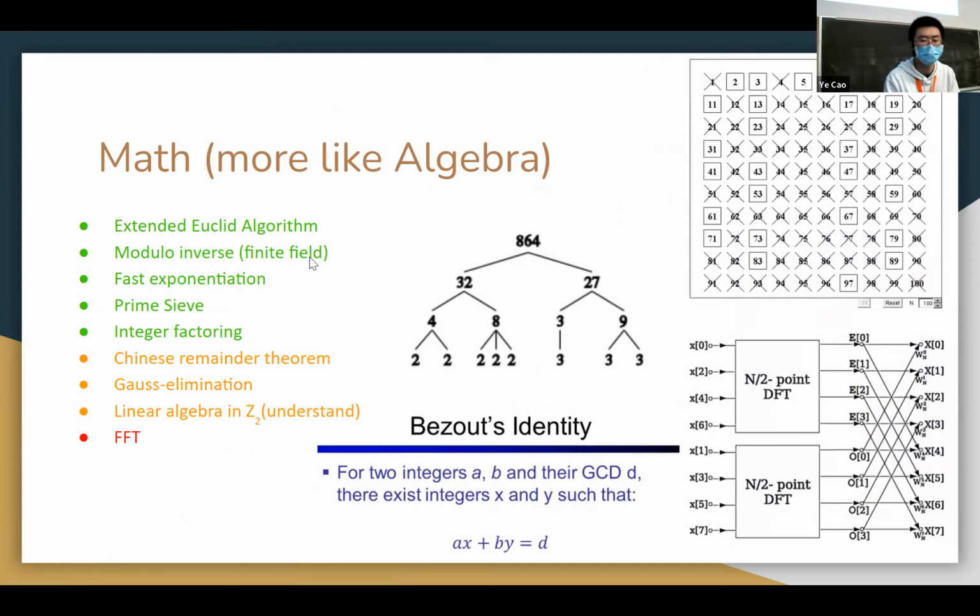Modular inverse, and most important, I would say, understand what a finite field is, and understand, okay, if I'm working in a number system that is Z mod P, then how do I find the inverse of a particular number?